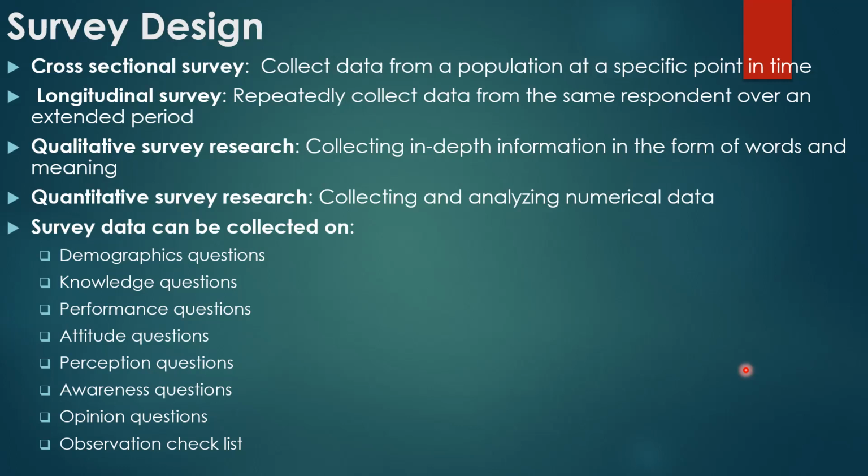Okay. Then you have qualitative survey research. Qualitative is mostly by in-depth data collection in the form of interviews. You conduct interviews. Then quantitative survey research is when you conduct a survey and collect numerical data. Okay, it's possible. I can conduct a survey to collect the ages and weight of people. And that data will be numerical data whereby you can calculate mean and other stuff.